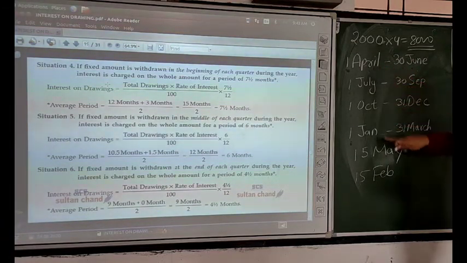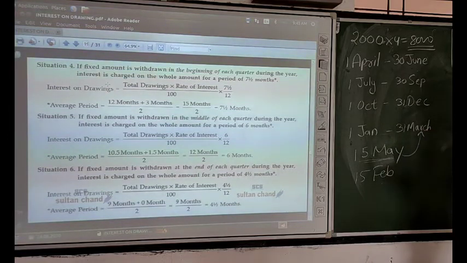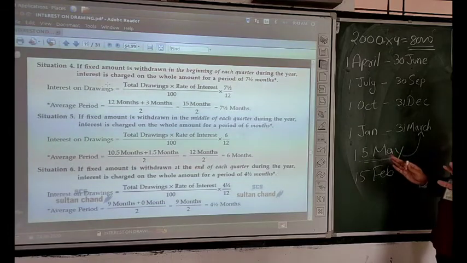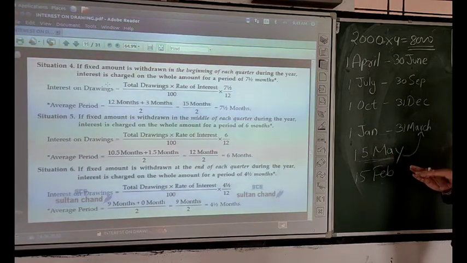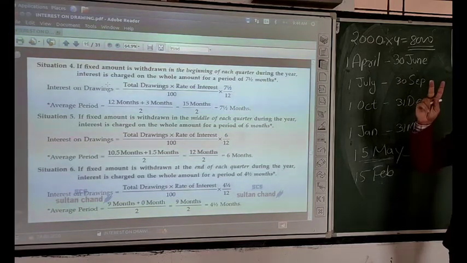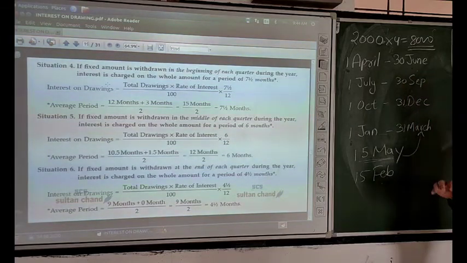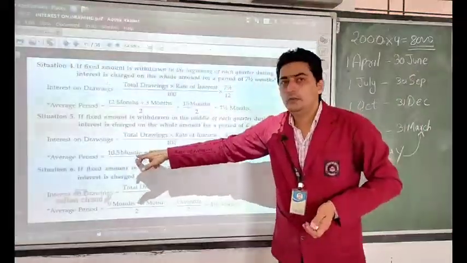So first quarter middle is 15th May, last quarter middle is 15th Feb. Now after 15th May till 31st March, how many months will be there? Remaining months will be there. May is half over, so we will count only half of the May. Then from June we will calculate June, July, August, September, October, November, December, January, February and March. How many months? 10 months and half of the May. So 10 and a half, 10.5 months.